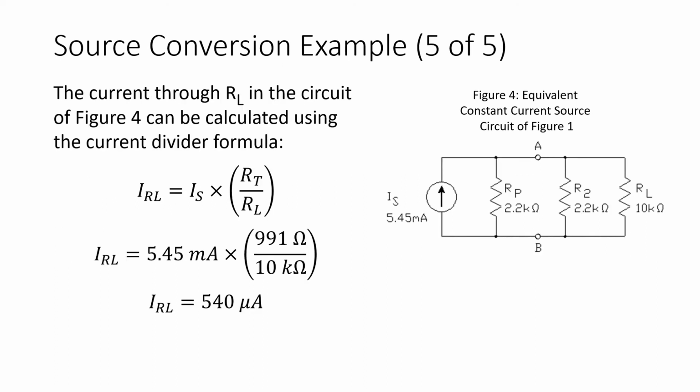So looking at the circuit of Figure 4, we can calculate the current through the load resistor using the current divider formula. IRL equals I source times R total over R load. 5.45 milliamps times 991 ohms over 10 k ohms gives us a load current of 540 microamps.